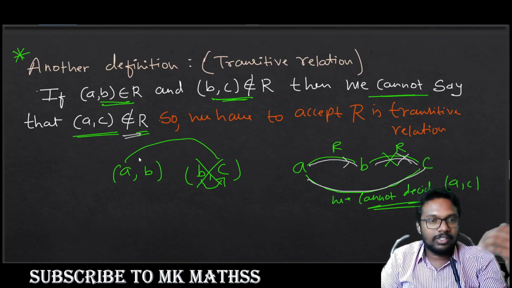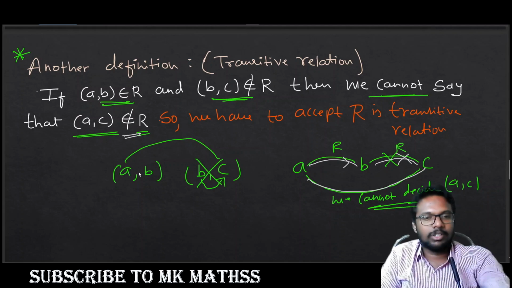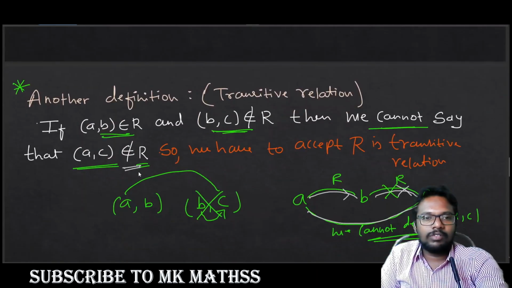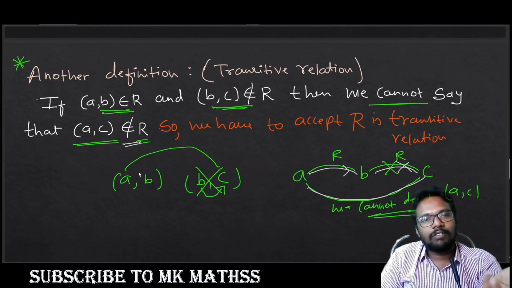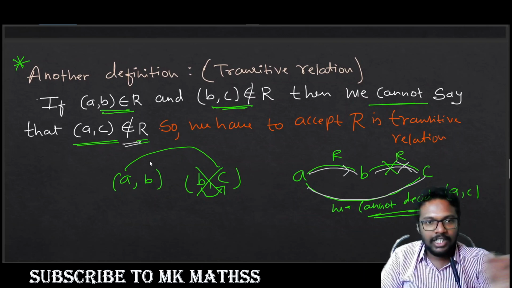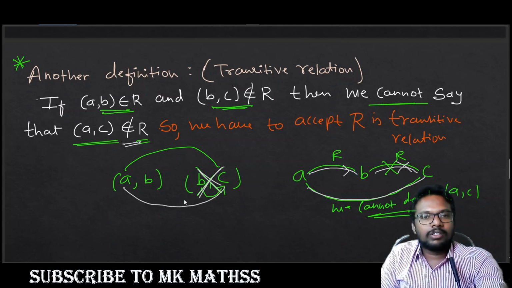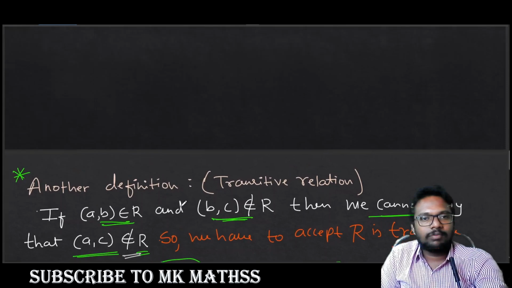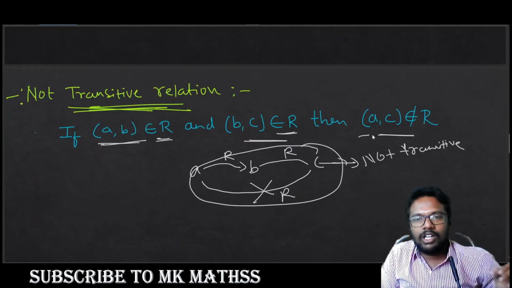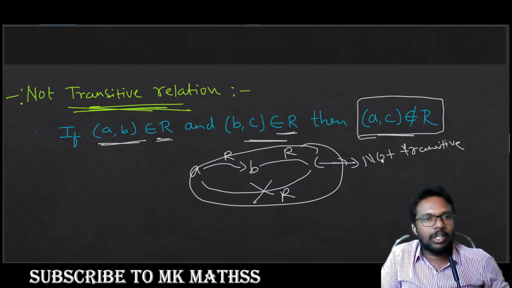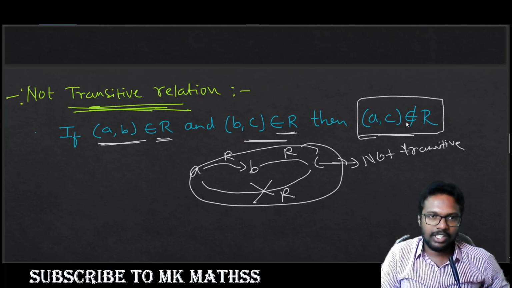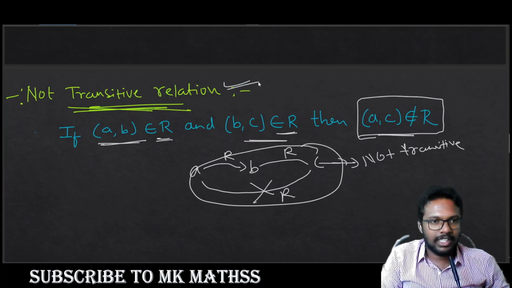We can't decide whether (a, c) does not belong to R, because when we are not having a relationship between b and c, we cannot say there is no relationship between a and c. If (a, c) does not belong to R, then easily we can say it is not transitive.